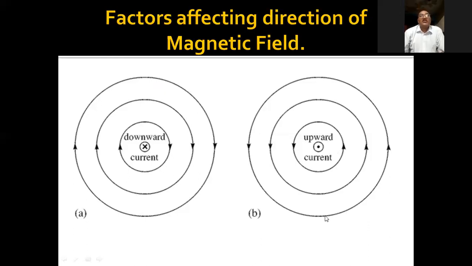So in this diagram, you can see the current is represented with the dot, and dot means that the current is coming towards you, or it means that the current is coming out of the page.